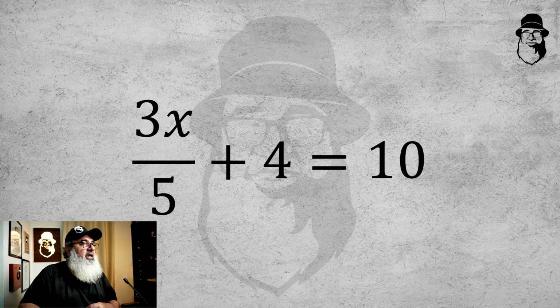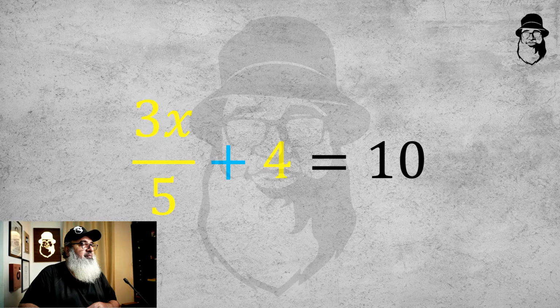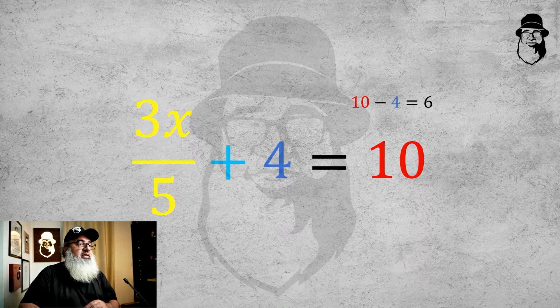Sometimes we need to take 3 steps to solve an equation. Now to solve 3x over 5 plus 4 is equal to 10, first notice here that the left hand side is basically the addition of two terms. So we begin with 10 minus 4 is equal to 6.